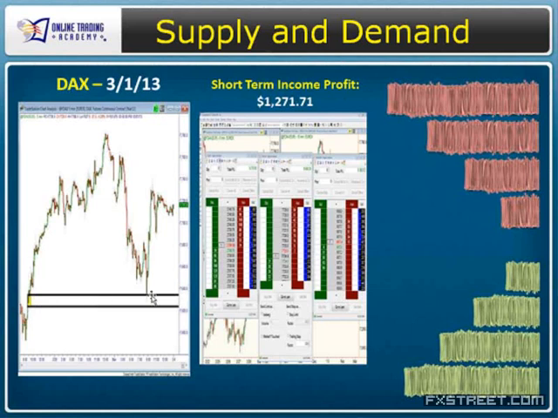And then we just bought at demand and made some money in this trade. Took 3 trades in that day. Anyway, we bought down here where the buy orders were, right? And then we sell as prices get close to supply.